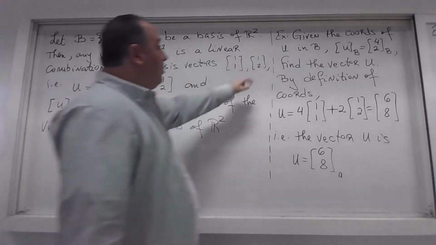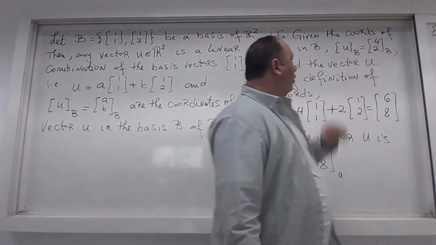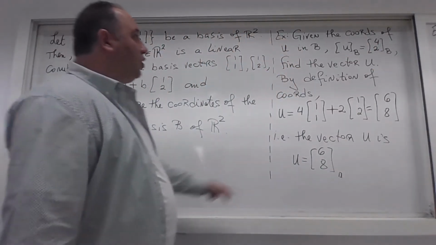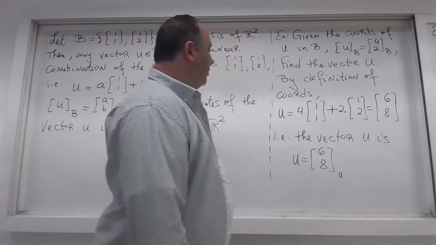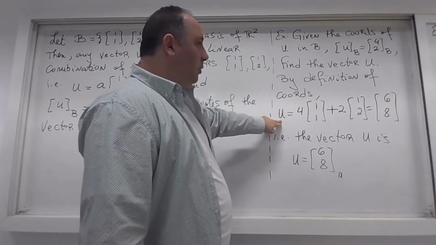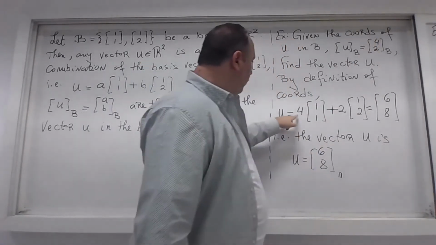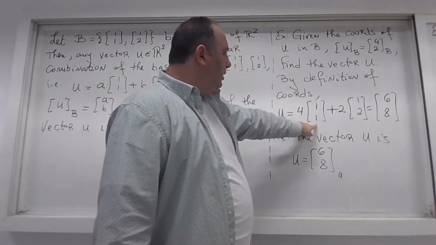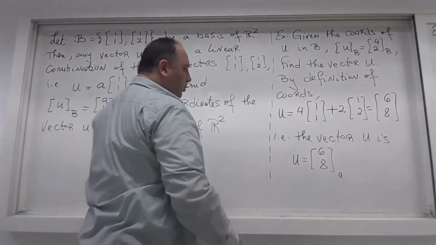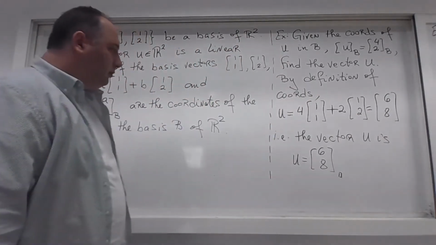So let's say I'm given coordinates of some vector u in a basis B, and coordinates are 4, 2. Find the vector u. What's the vector whose coordinates are 4, 2 in basis B? Well, that's easy by the definition of the coordinates. u is a linear combination of basis vectors, and the coefficients are 4 and 2. So 4 times the first basis vector plus 2 times the second basis vector. So I just do the algebra and I get that u is the vector 6, 8.